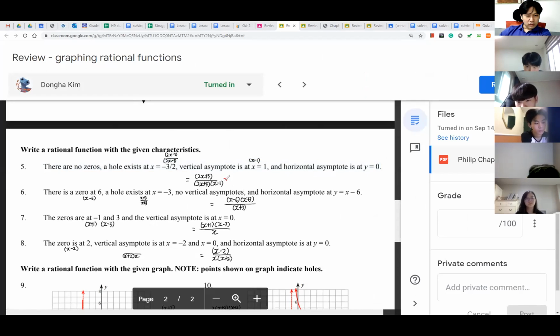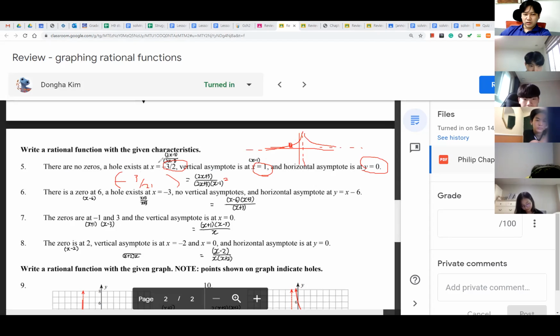So if I put a square there, right, the graph looked like this. And there was an asymptote here at x equals 1. Okay, an asymptote here at y equals 0. And there still can be a hole at negative 3/2 here, because it didn't give us the coordinate, it just gave us the x coordinate.